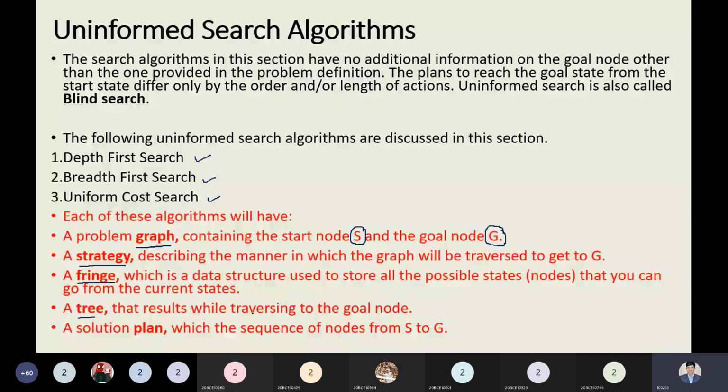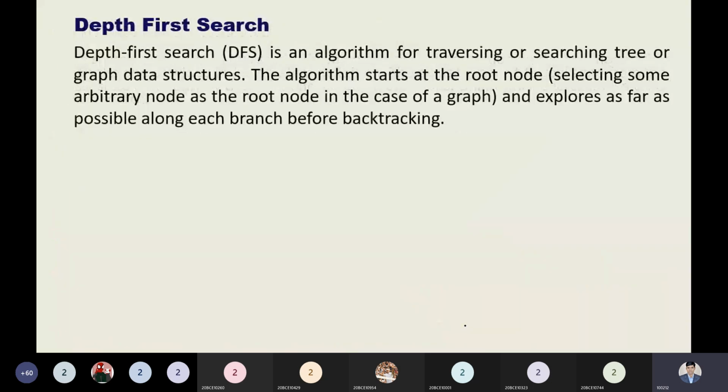And now we have the word plan. Plan defines the sequence of nodes from S to G. It means it is talking about the path. We have the same uninformed search algorithms, and the first is depth first search, so let us move to depth first search.